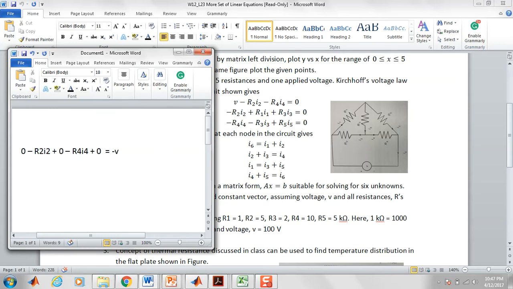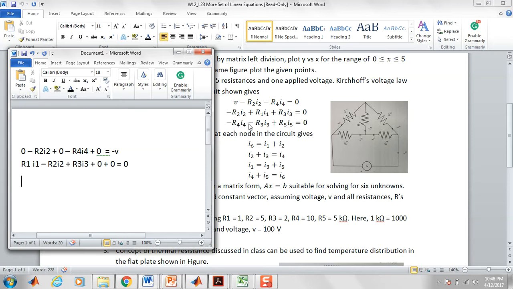Before I create a matrix, let me write all 5 equations. In the second equation, I have an I1 right here. So I'm going to write R1 I1, and then I have I2, so it would be minus R2 I2, and then I have I3, so it would be plus R3 I3. I don't have any I4 and I5, so I'm going to write plus 0 for I4 and plus 0 for I5. And on the right hand side is 0, so there's nothing there. So that would be my second equation, which is right here.